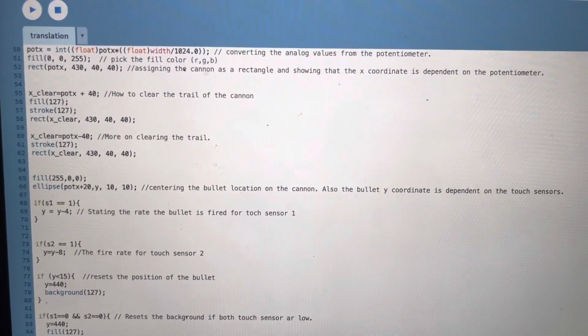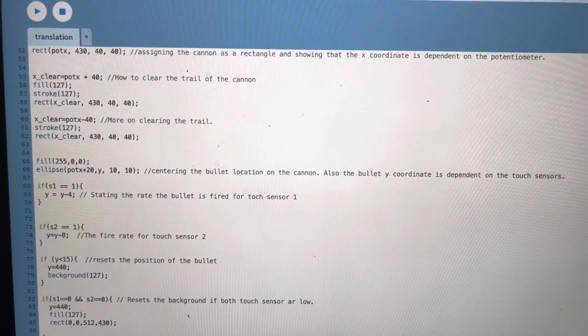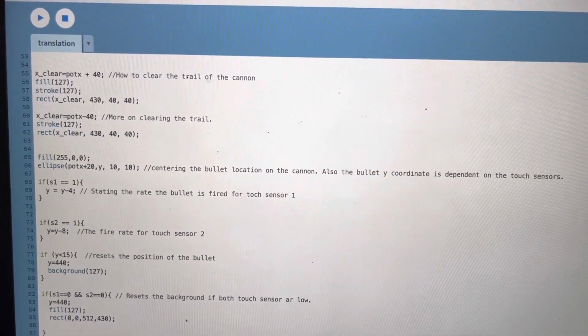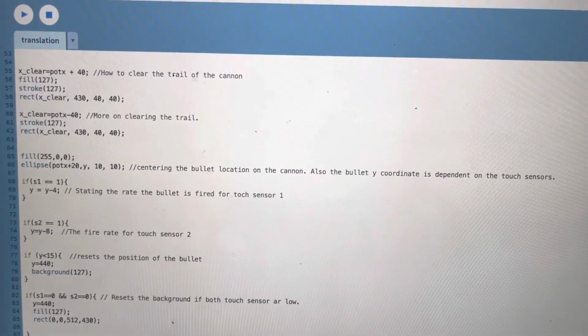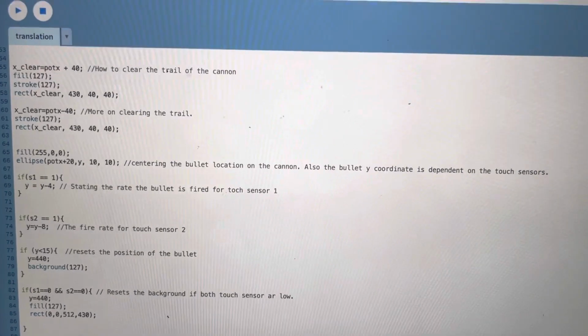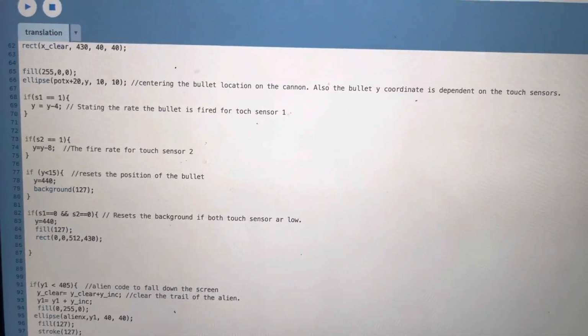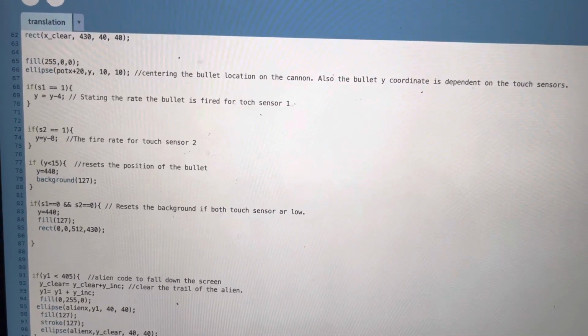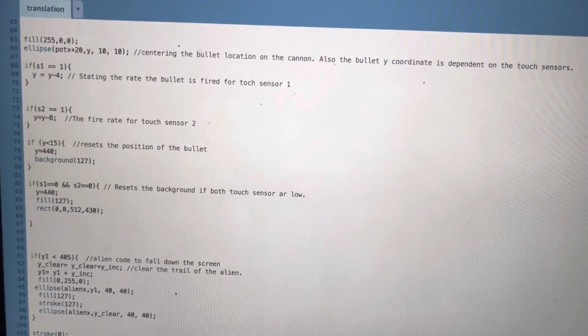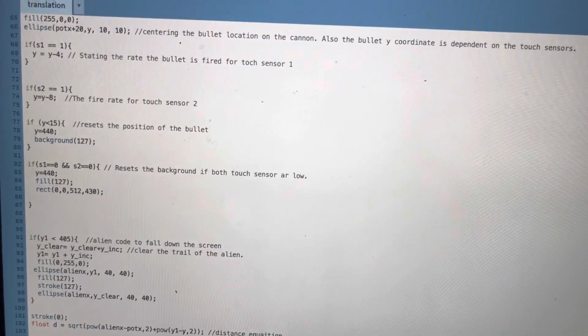I made the cannon, which is a blue rectangle, and then I also had a clear on both sides of my blue rectangle, which is the same color as the background, because I found that to be an issue throughout the initial part of my coding process. Then here I put my ellipse, which is the ammo, the ball shooting out of the cannon, also followed with the clear.